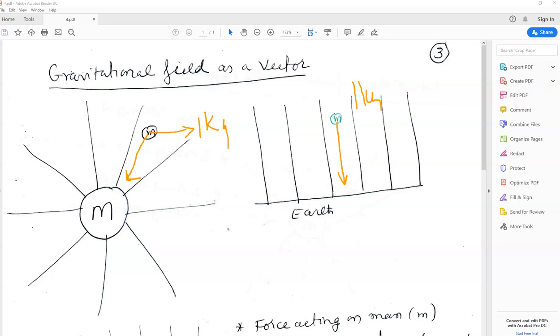From this information you can find out the direction of the gravitational field. The direction of the field is the same as the direction of the force acting on the mass. Here we know that the force acting on the mass is downwards, so the direction of the field is downwards. Here also the direction of the field is downwards.